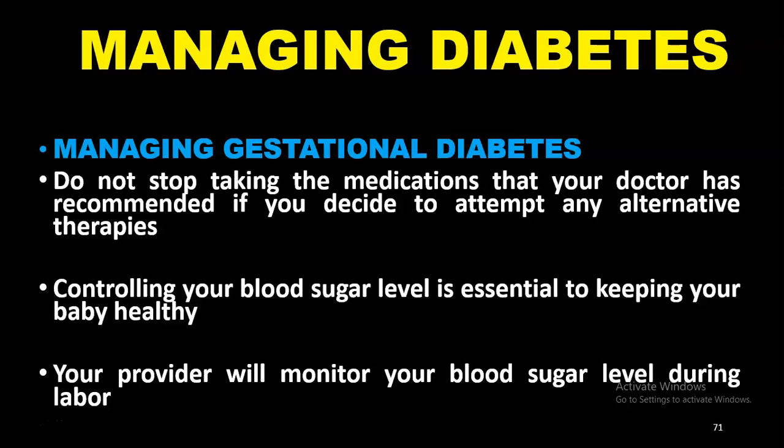Controlling your blood sugar level is essential to keeping your baby healthy. It can also keep you from having complications during delivery. In addition to having a healthy diet and exercising regularly, your treatment or management plan may include monitoring your blood sugar. In some cases, you may also use insulin or oral drugs. Your healthcare provider will monitor your blood sugar level during labor. If your blood sugar rises, your baby may release high levels of insulin. This can lead to low blood sugar right after birth.